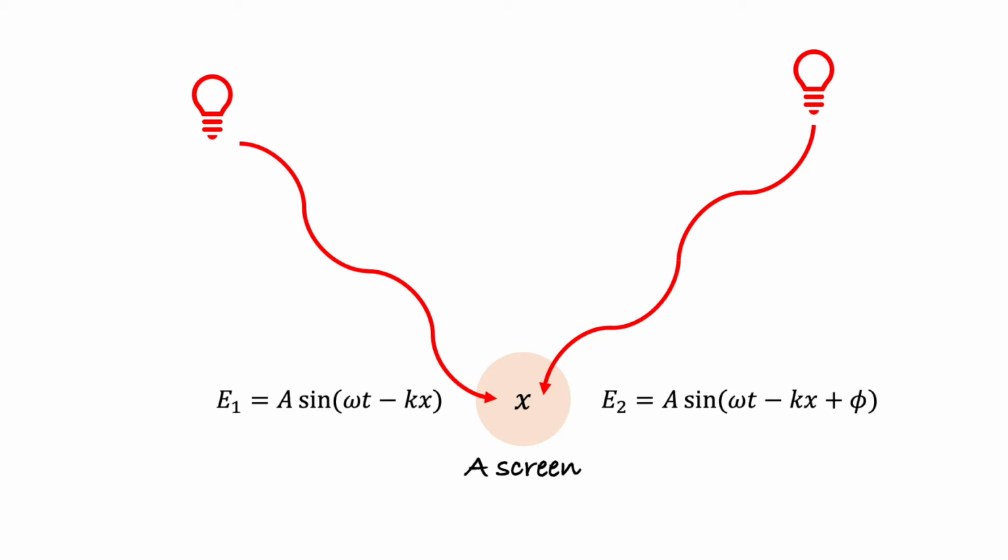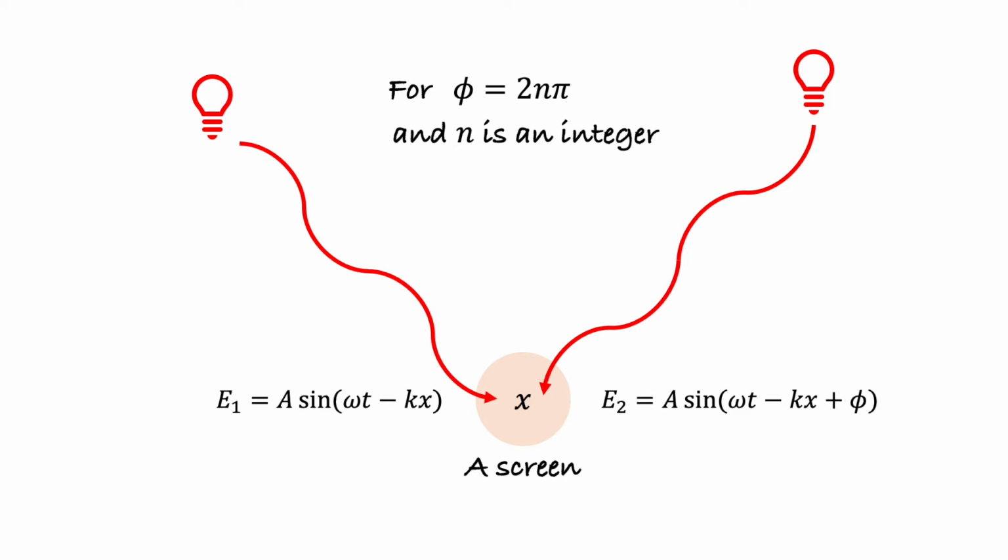Light in the form of a wave can be sinusoidal. At the location X, the electric field from source 1 can be written as the left equation. The electric field from source 2 can be written as the right equation. And phi is the phase difference from these waves. At the location X, these two waves meet. The light at the location X is the superposition of these waves from sources 1 and 2. The electric field at this location is the sum of the electric fields from these waves. We say that there is an interference of light from two sources at this location.